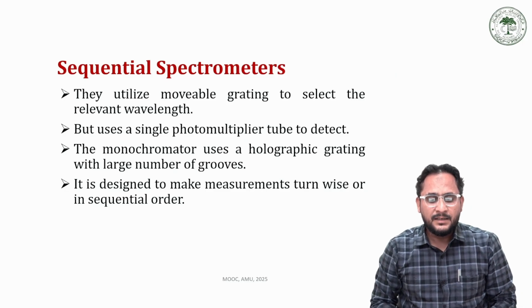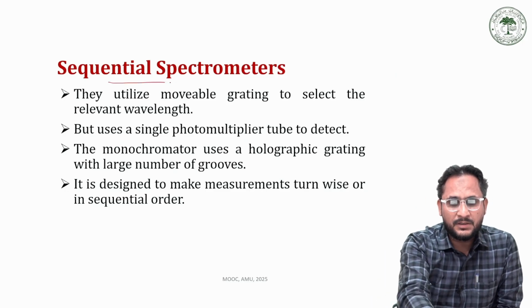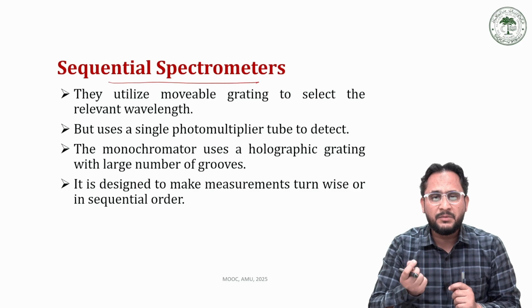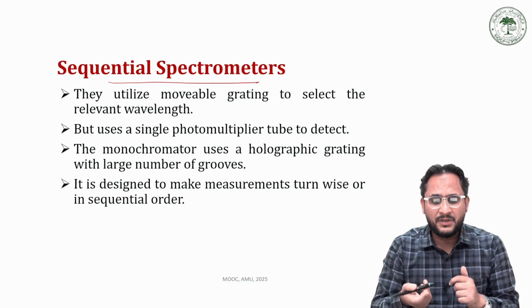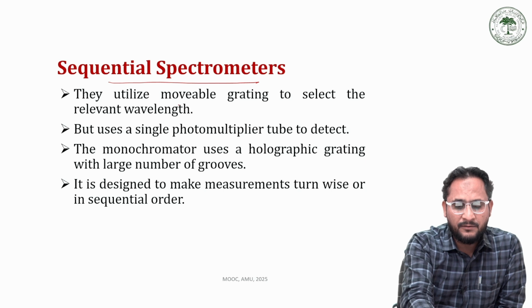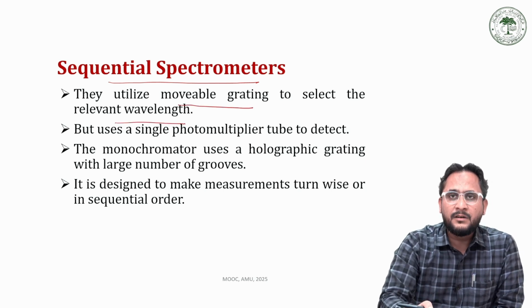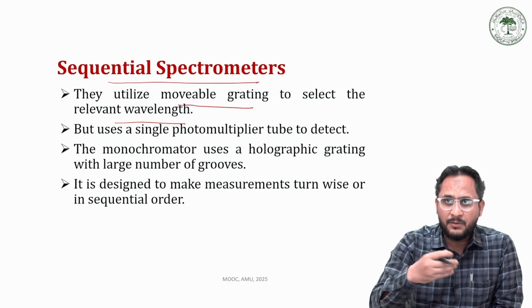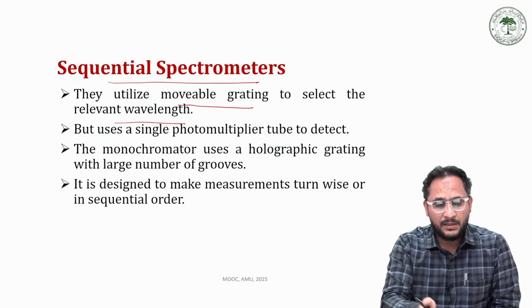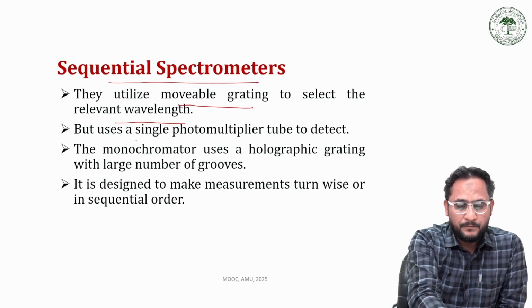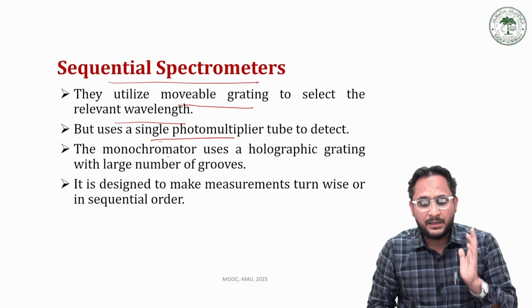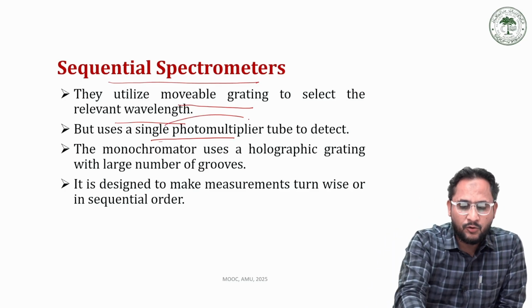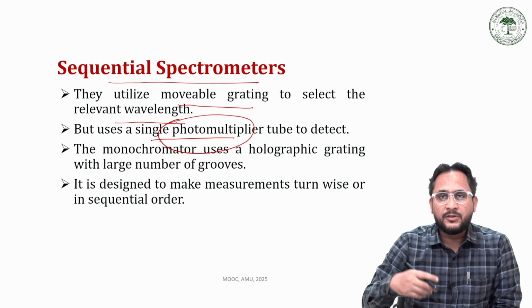As I said, sequential spectrometers are basically used for single element analysis at a time, and for the second element we have to perform the analysis again. So we have a movable grating to select the relevant wavelength. We move the grating and select a particular wavelength with the help of the entrance and exit slit, and since they detect a single element at a time, they use a single photomultiplier tube.